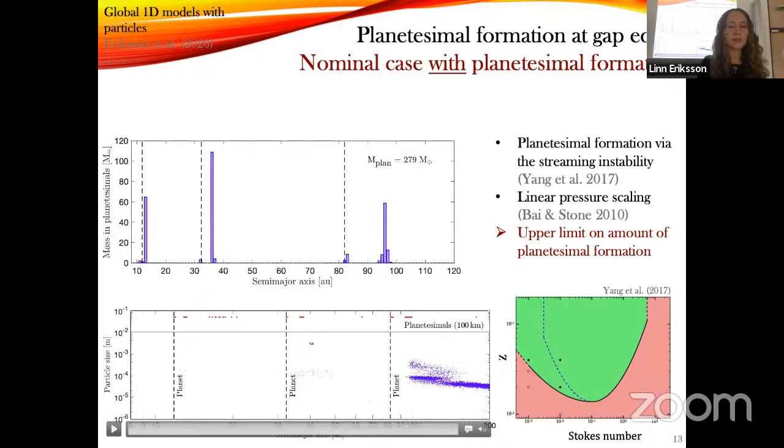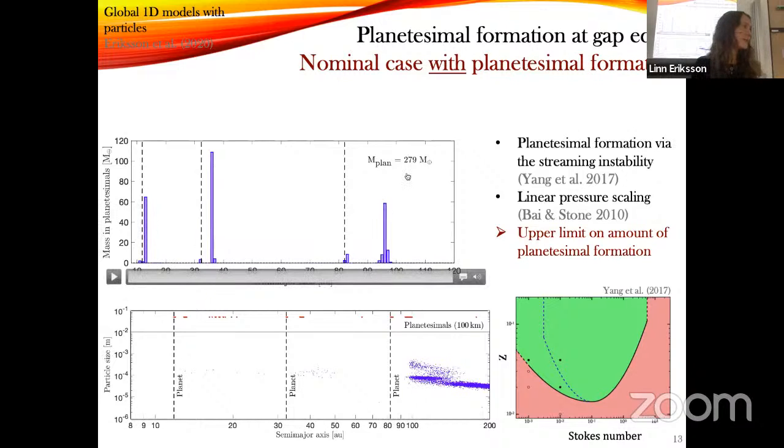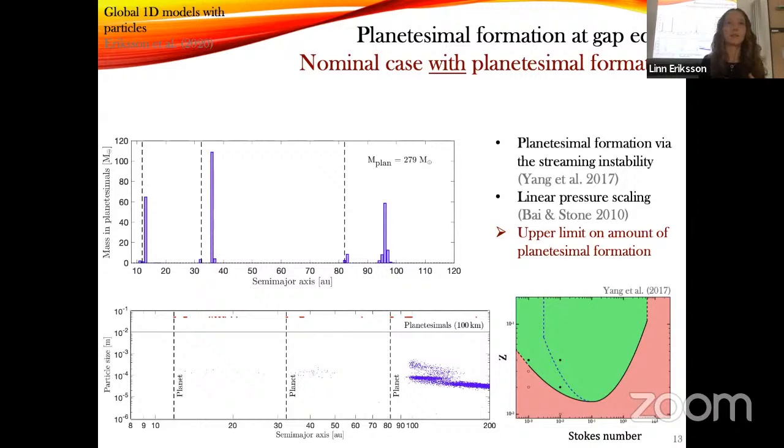So in this simulation, we form almost 300 Earth masses. Now, this really is an upper limit. I do not expect us to form that much. But even if we would only form like 10% of that in reality, that's still quite a lot. So that's still very significant.